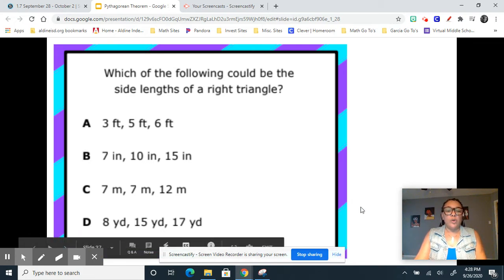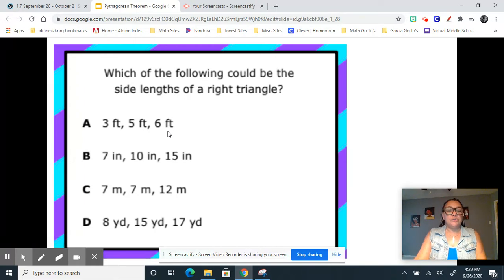Now, when we're working with this converse, we're going to be given all three dimensions of the triangle. We have to remember to use the longest side as the hypotenuse. So when we're substituting into our formula, a squared plus b squared equals c squared, we have to make sure that the longest side is always c, which represents the hypotenuse.